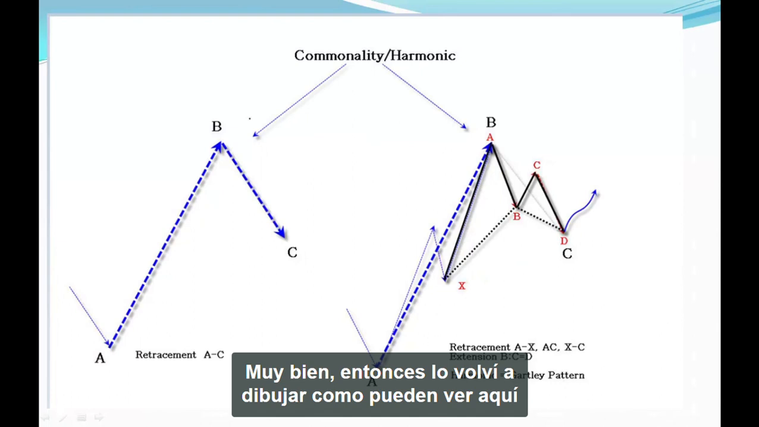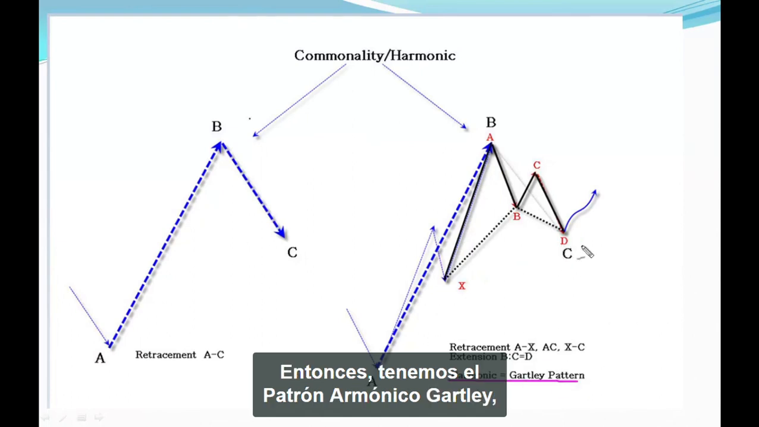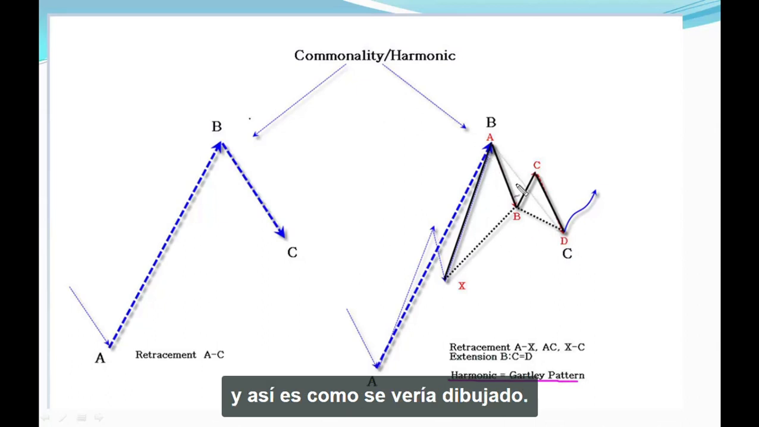All right, so I drew it out again, as you could see here. So we've got the harmonic Gartley pattern, and that's what it would look like drawn in.